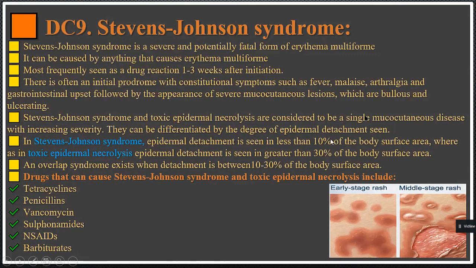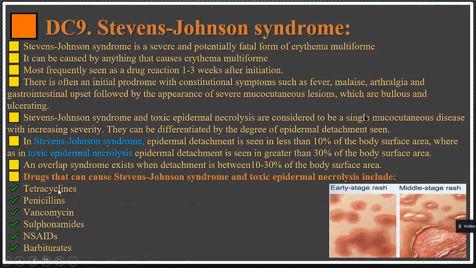Yeah. So what is the difference between them? As we said, this one is less than 10% and this one greater than 30%. Okay. And here the causes or precipitants are the same, whether target lesion, erythema multiforme, Stevens-Johnson syndrome, or toxic epidermal necrolysis. So we are talking about the same thing. The difference, as we said, is early stage or late stage, and also body surface area.